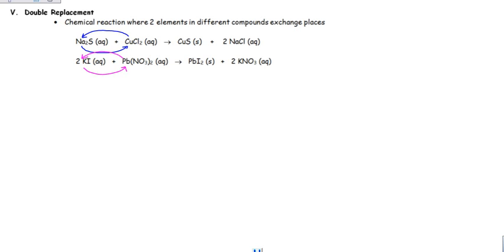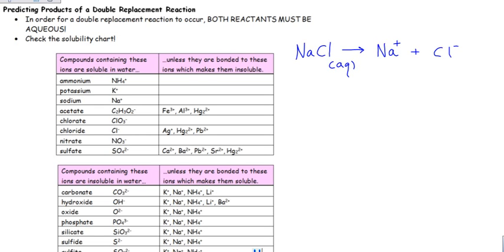If one of your reactants is not aqueous, it means that they will not separate from each other. The ions will not let go. They're together forever. Well, if the ions don't let go, then you can't make a new product. You can't have a replacement. So that's the only rule of a double replacement. You need to make sure that your reactants will dissolve in water first. They need to be aqueous.